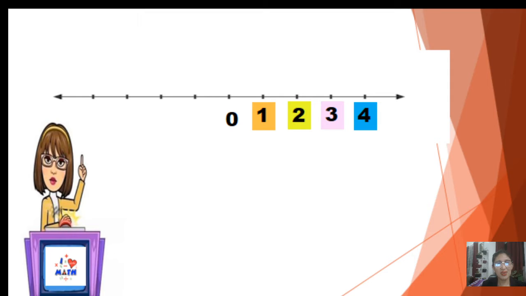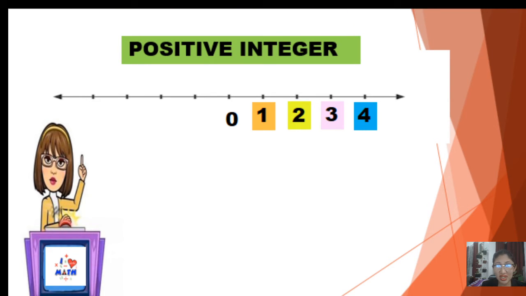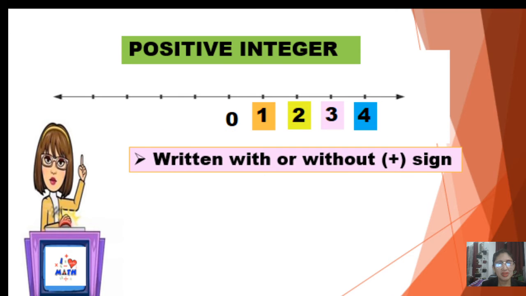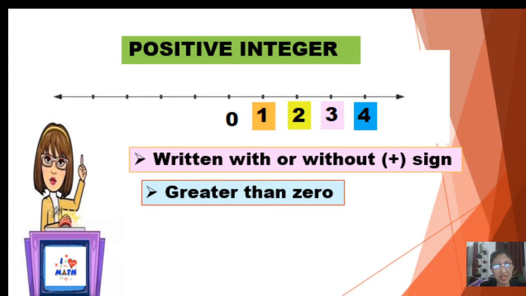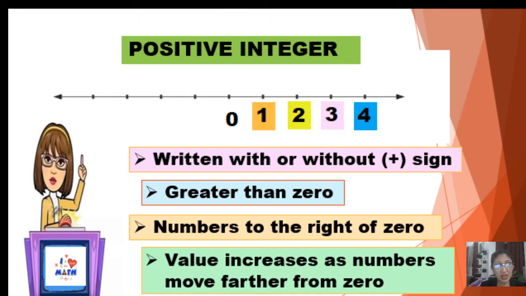Okay, so we have this. We call these numbers positive integers, written with or without a positive sign. It is greater than 0, the numbers to the right of 0, and the value increases as numbers move farther from 0. Again, the positive integers.